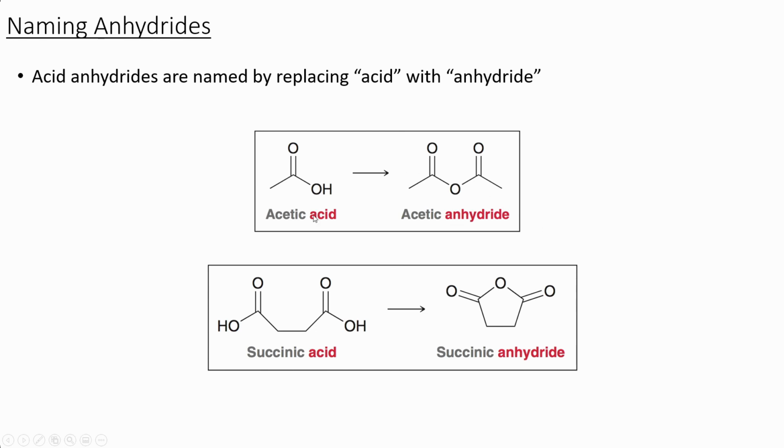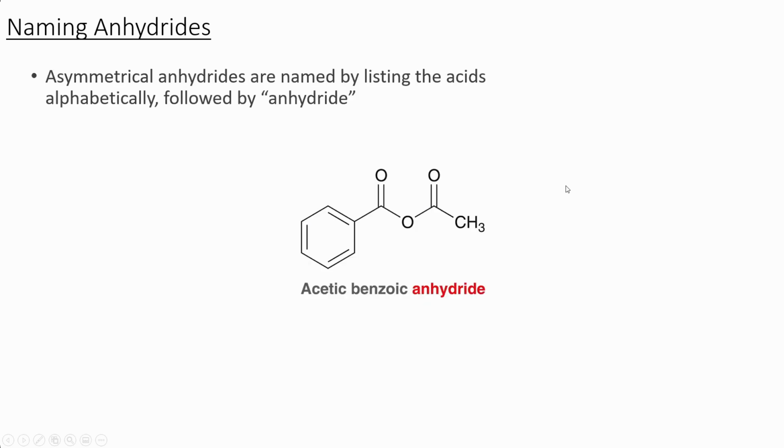Anhydrides will just replace the acid with anhydride. So the ic stays the same, but we just replace acid with anhydride. So we have succinic acid, succinic anhydride, acetic acid, acetic anhydride. There are also mixed anhydrides. If we have a mixed anhydride where two sides of the anhydride are different, then for our naming convention, we will have both the roots of each side of the anhydride. So this one would be an acetic benzoic anhydride.